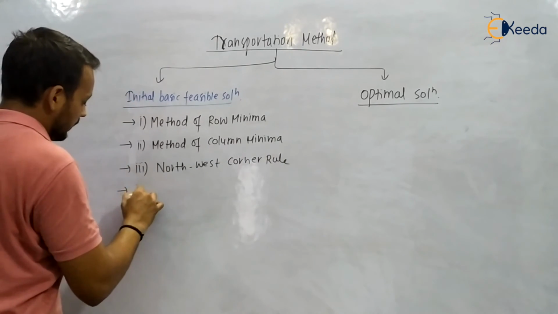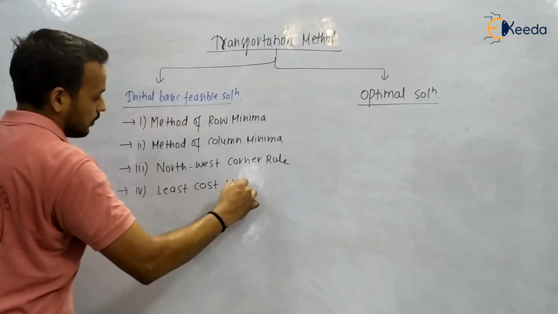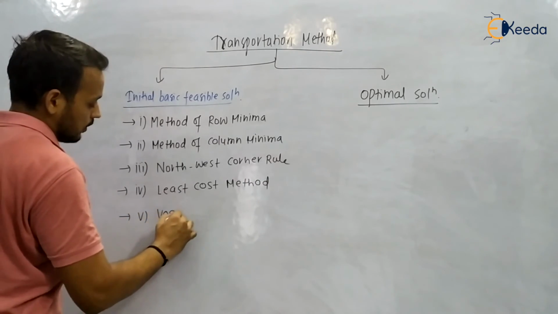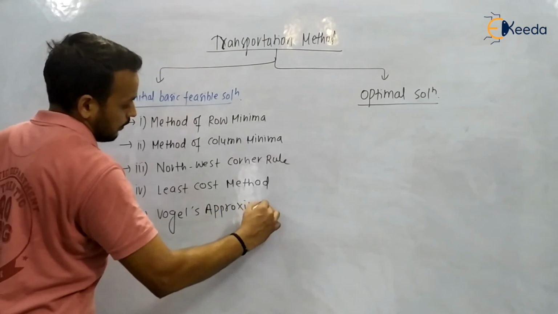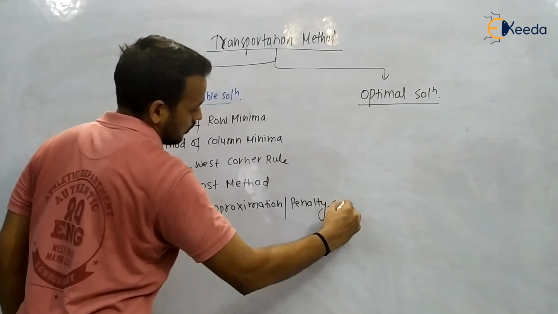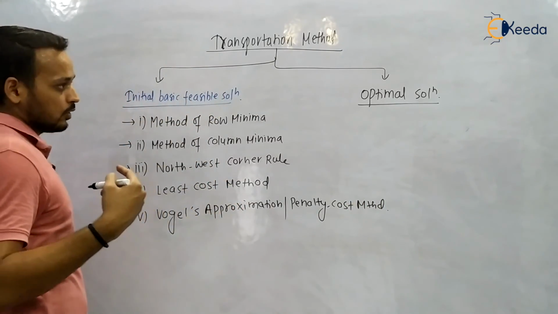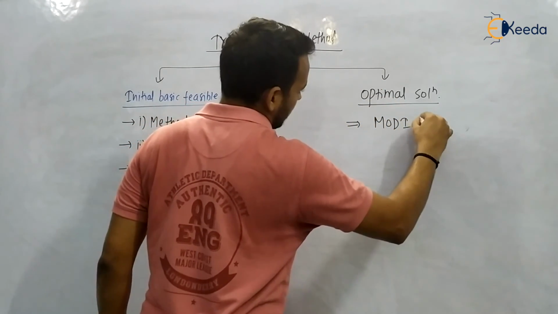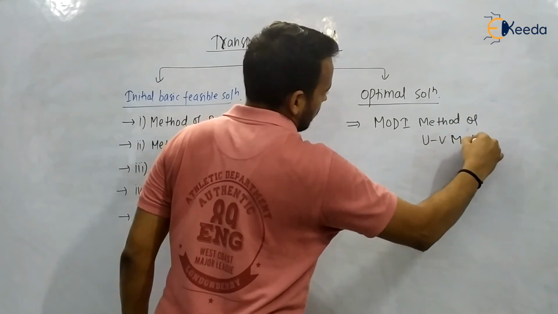We will see each method in detail. The fourth one is the least cost method, and the fifth method is Vogel's approximation, also known as the penalty cost method. So basically there are five different methods for the initial solution, and for optimal we have only one method, the MODI method, modified distribution method, whose other name is the UV method.